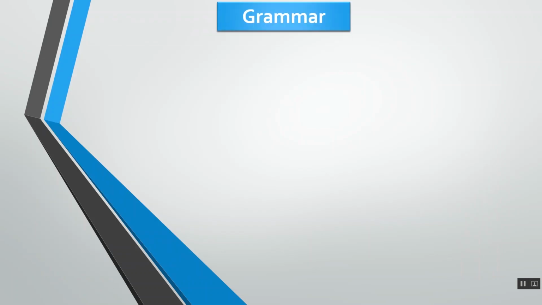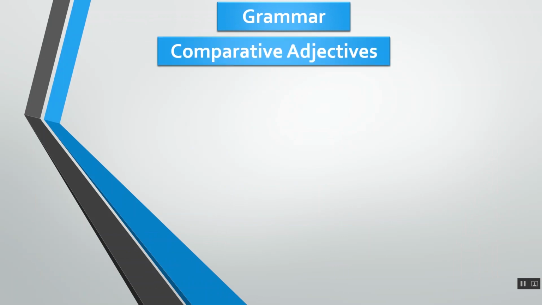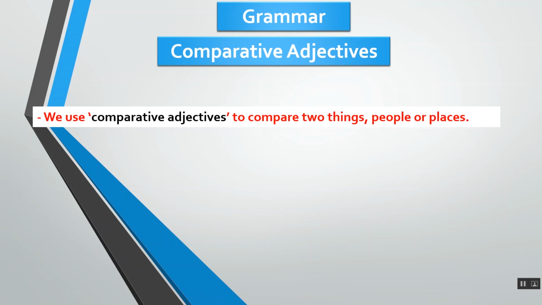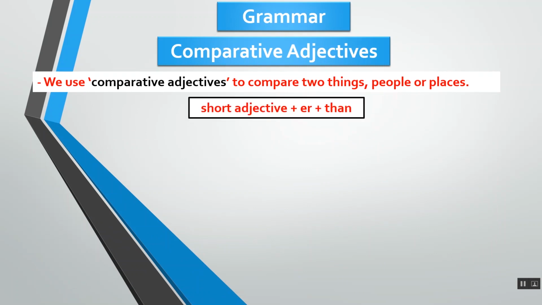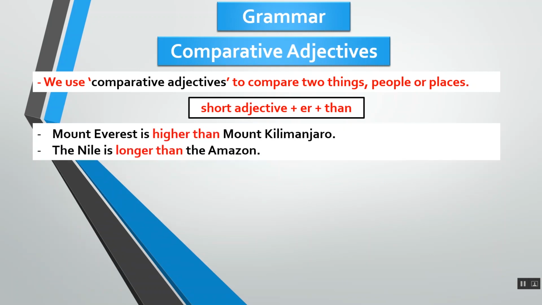And now, time for grammar. And today's grammar is about comparative adjectives. We use comparative adjectives to compare two things, people, or places. We use this rule: short adjective plus er plus than. For example, Mount Everest is higher than Mount Kilimanjaro. The Nile is longer than the Amazon.